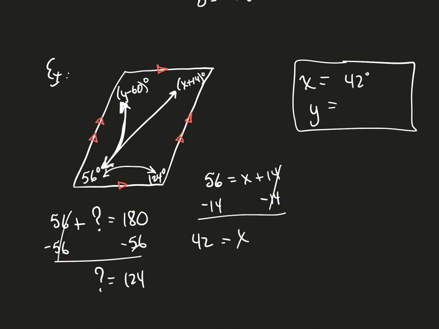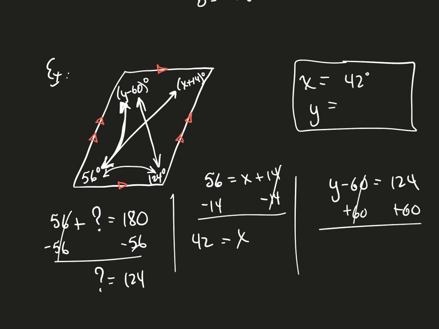And if that one is 124, then we could go back to theorem 8.4, and remember that opposite angles are equal. And therefore, we could say then that y minus 60 would have to be equal to 124. And again, easy equation to solve. Move negative 60 to the other side by addition. And so y then would be equal to 184. And we'd have our two missing pieces. But again, a whole variety of ways in which we could get to the missing angles.